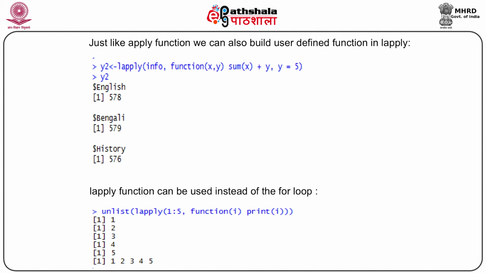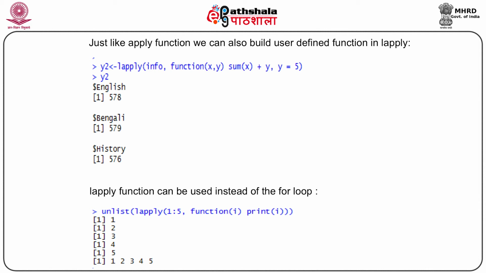Now, just like the apply function, we can also build a user-defined function in lapply. Here, if we type lapply(info, function(x, y) sum(x) + y, y = 5), what we have is that the number 5 will be added to each of the sums of the variables. That is why we have written sum(x) plus y. So we are having the inflated values of each of the variables like English, Bengali and history.